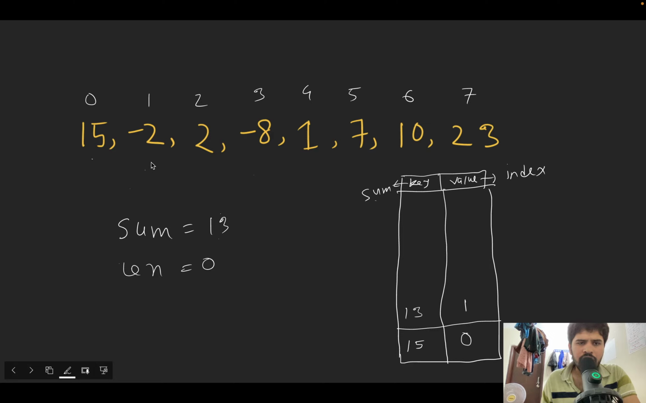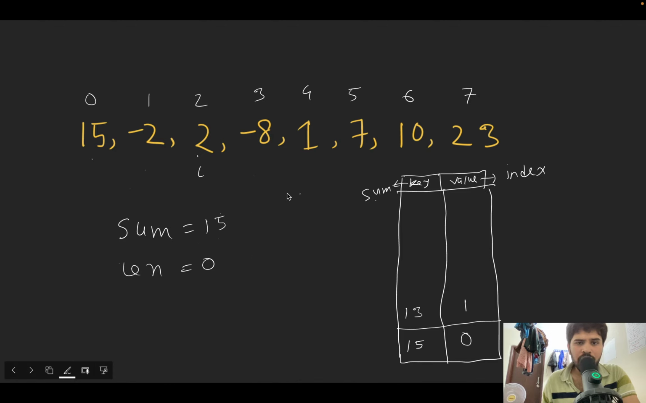Now let's move I right here. Let's add 2 to our sum, which becomes 15. Okay, we have sum equals 15. Does sum equal 0? No. Does sum exist in our hash map? Yes, it does exist. What does it mean? It means that we have a subarray of sum 0. We don't know the length, we have to calculate the length.